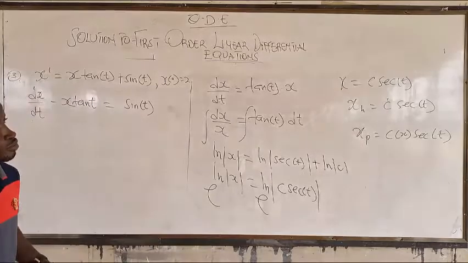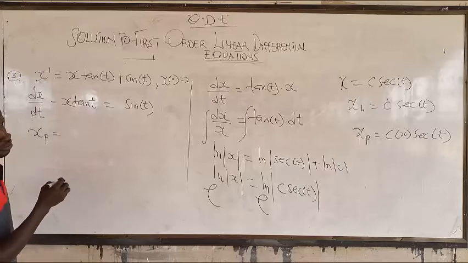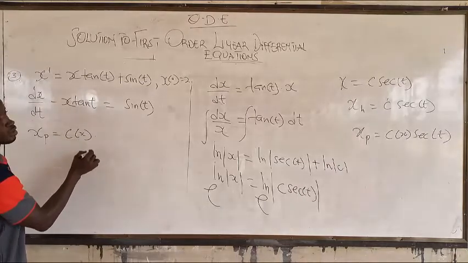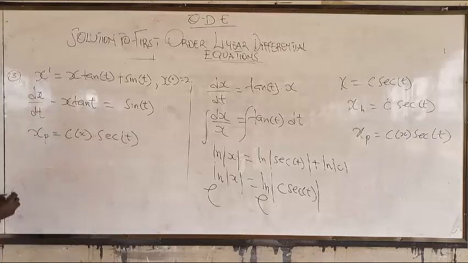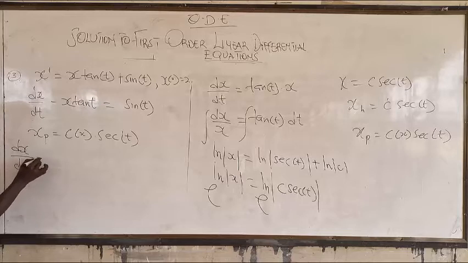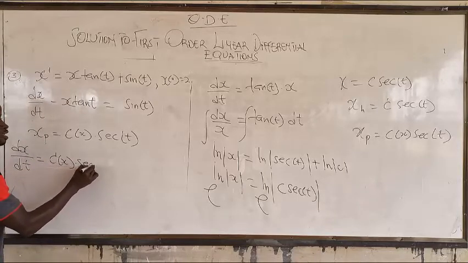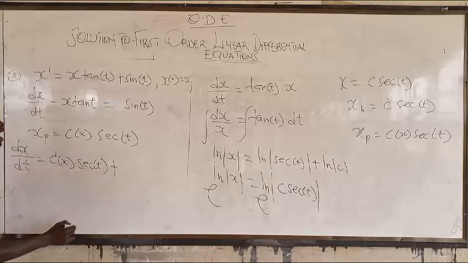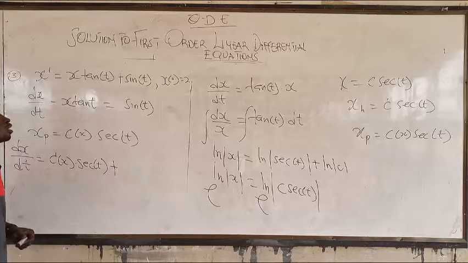Alright, so let's move on. So we have s particular is equal to c of t sec t, so we need to go and find ds/dt. So this becomes a product rule. Differentiate this, leave this, plus. If your differentiation is good, I don't know why you should be worrying about this.